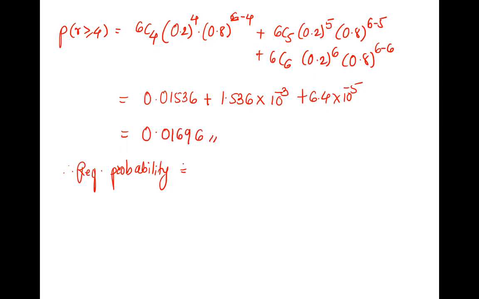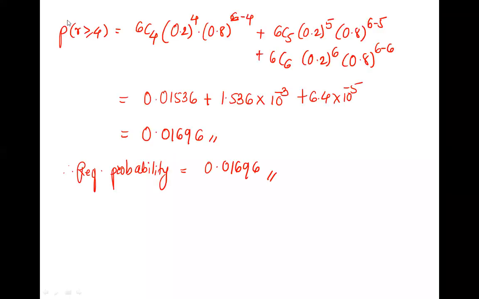0.01696 something. Okay, so this is the required probability. The question was to find the probability. So we are done. This is the required probability. Next question. Is there any doubt in this question? No, ma'am. So we'll go to the next question.